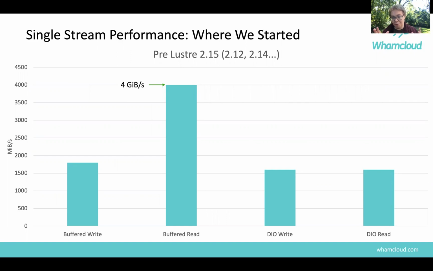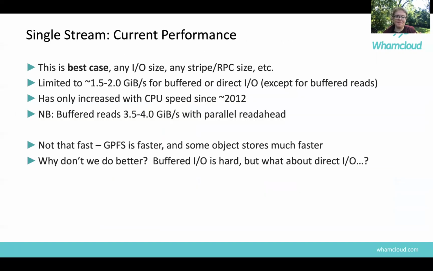This is 2.12, 2.14, and with the exception of the buffered read, we could actually take this back to probably like 2.5, and you have about the same numbers. So these are kind of your best case single stream. Direct IO here is a little low, but you're looking at 1 to 2 gigabytes a second for buffered write. Same thing for direct IO write, direct IO read. Again, you can get a little higher on some systems. And then for buffered read, it is a fair bit faster because we have parallel read ahead now. But these numbers are fine.